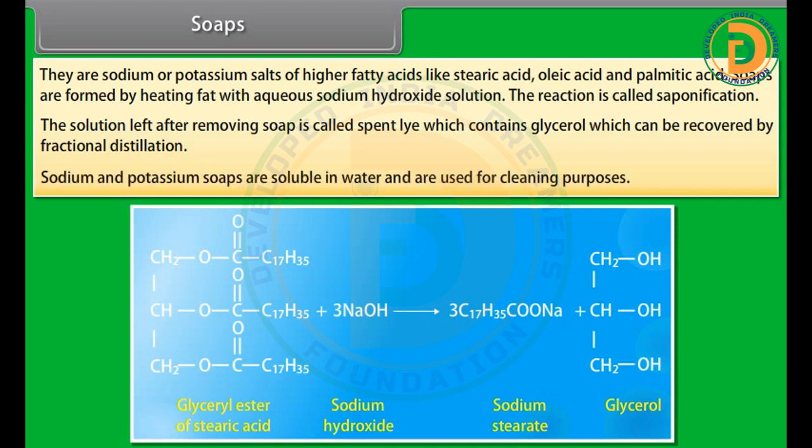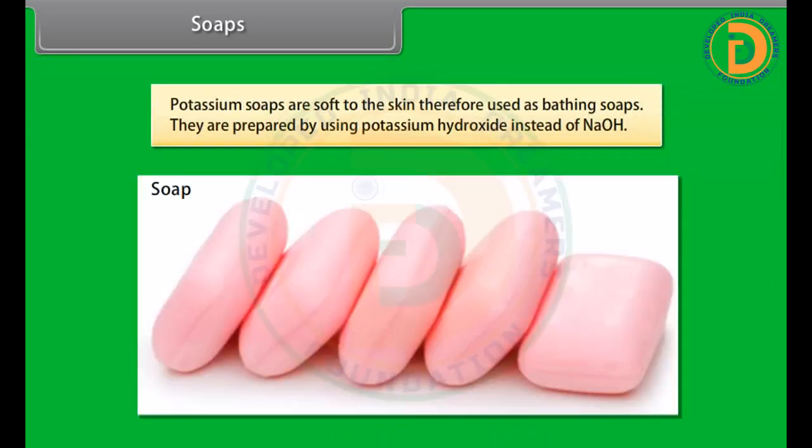Sodium and potassium soaps are soluble in water and are used for cleaning purposes. Potassium soaps are soft to the skin, therefore used as bathing soaps. They are prepared by using potassium hydroxide instead of NaOH. Types of soaps. There are different types of soaps depending upon ingredients.